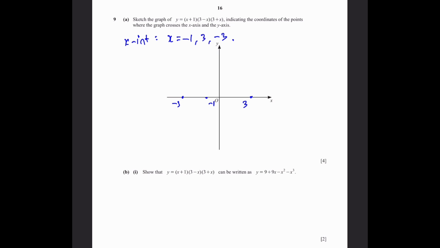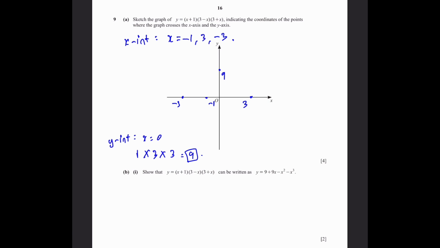Now what about the y-intercept? That means x equals 0. So we just substitute x equals 0. 1 times 3 times 3, which is equal to 9. And now we actually do not really need any more information to draw the graph. So the y-coordinate will be 9, which I'll just label over here. Remember that these two do not have to have the same scale. The axes can have different scales. So even if this is minus 3 and it looks like this distance is larger than the distance to 9 over here, it's still fine.